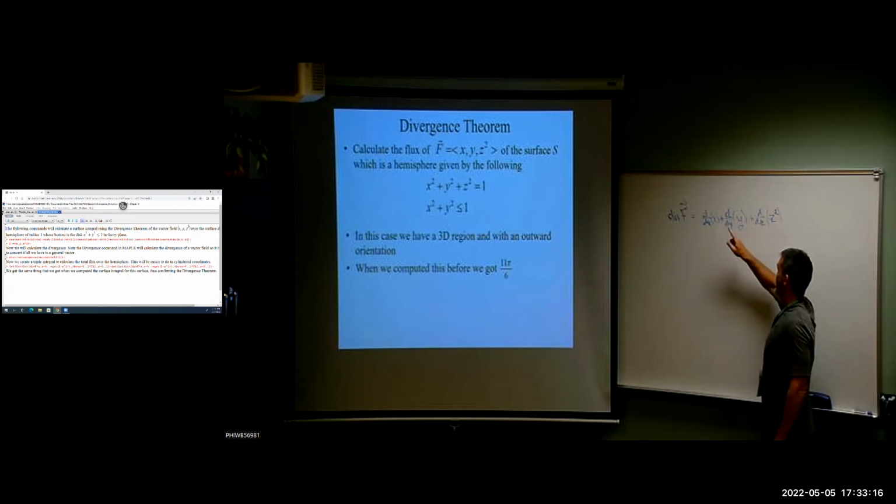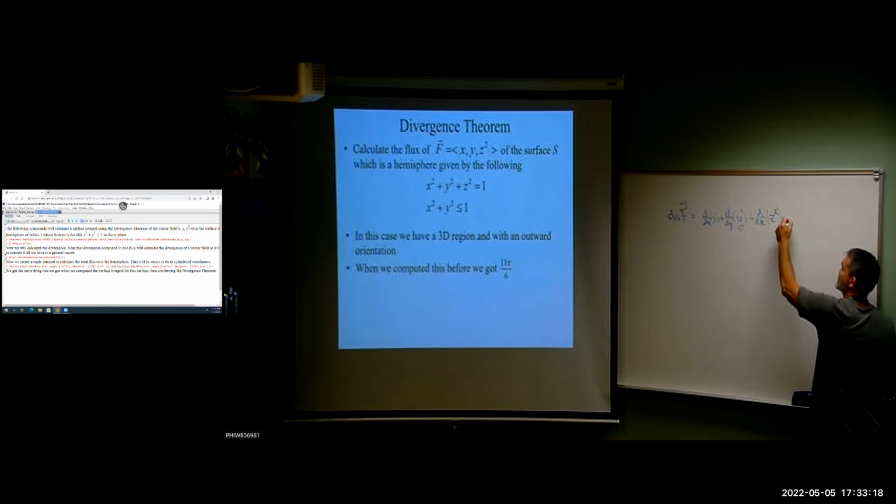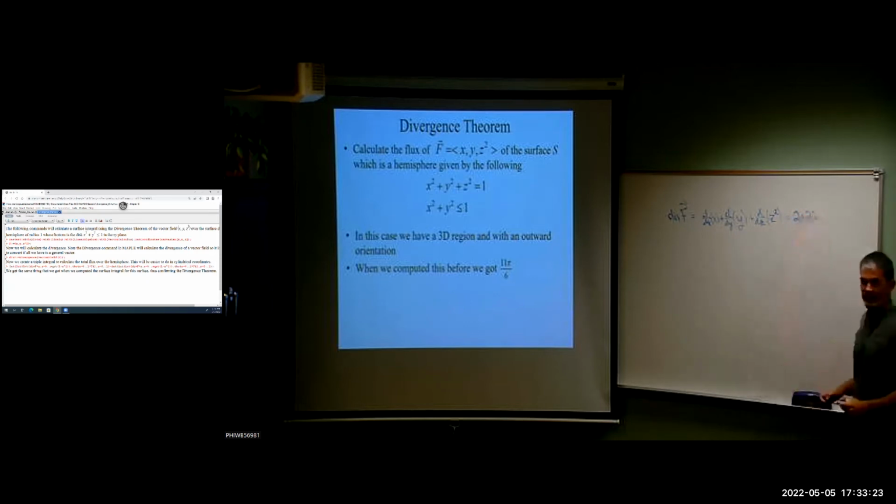So what are we going to have? 1 plus 1 plus 2z, so 2 plus 2z. That's our integrand. We're done with the integrand. The only thing we have left now is to come up with what the limits would be for a hemisphere.